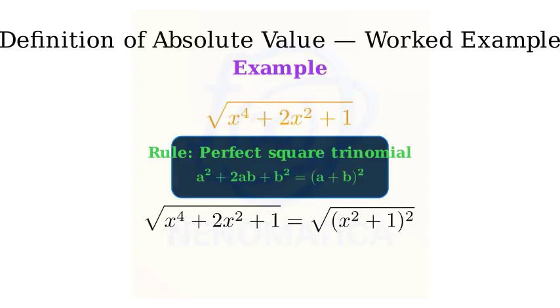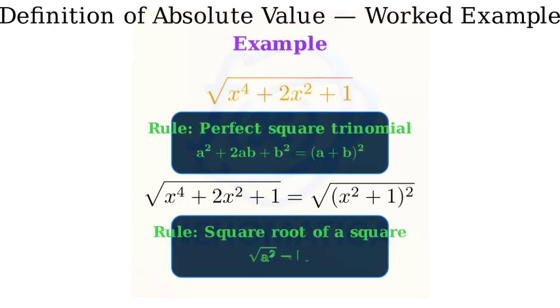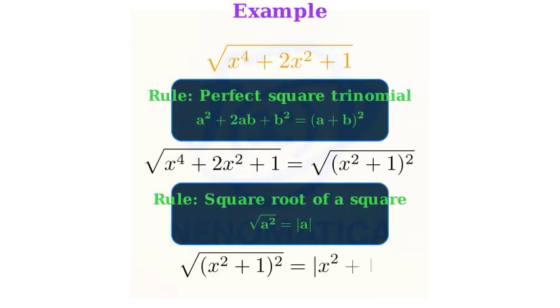Step 2. Use the definition of the square root of a square. The square root of a squared equals the absolute value of a. We'll display the rule. Applying it, the expression becomes the absolute value of x squared plus 1. Step 3. State the positivity condition for removing absolute value bars. Since x squared is at least 0 for any real x, x squared plus 1 is strictly greater than 0.